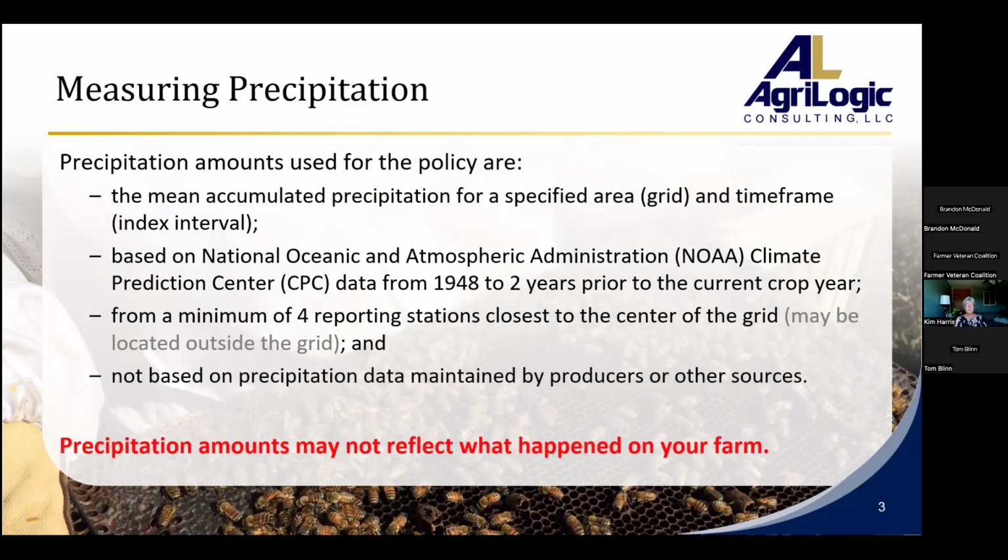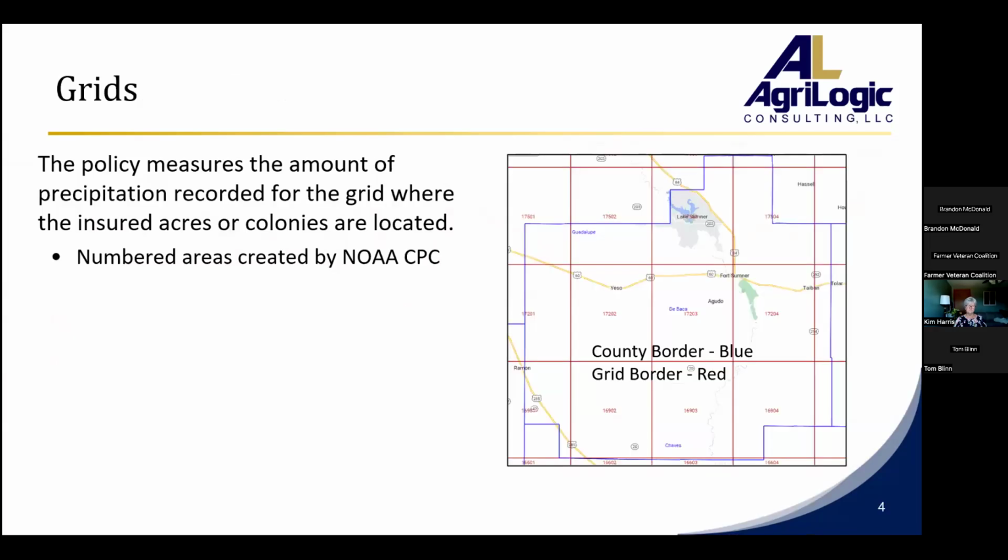It is not based on how much rain falls on your particular farm. It is NOAA CPC data on those reporting stations. So you may not receive rain, but if it falls on the 4 reporting stations, it could be that you have a loss on your farm, but it does not translate into that because, again, it doesn't go by what's on your farm, but what's in your area.